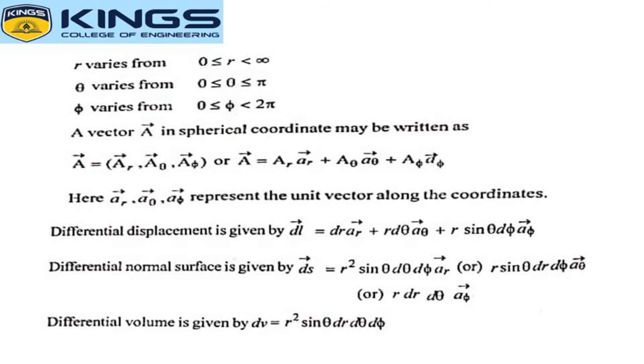The differential components in a spherical coordinate system are described as follows. First one, differential displacement dl is equal to dr ar vector plus r d theta a theta vector plus r sin theta d phi a phi vector. The second component is the differential normal surface ds is equal to r square sin theta d theta d phi ar vector, or r sin theta dr d phi a theta vector, or r dr d theta a phi vector. Finally, the differential volume is given by dv is equal to r square sin theta dr d theta d phi.